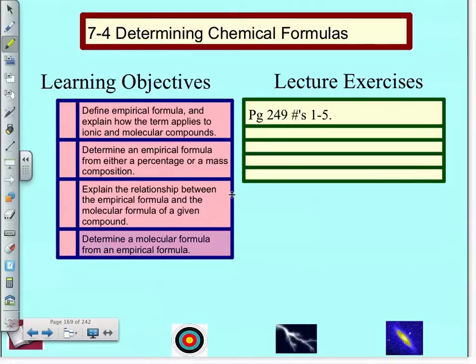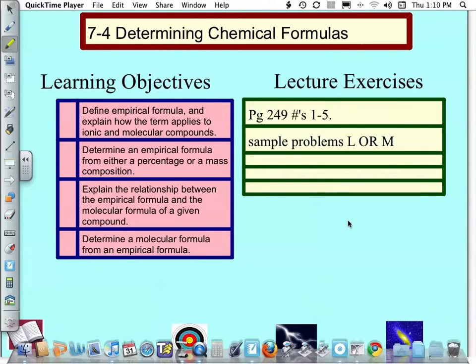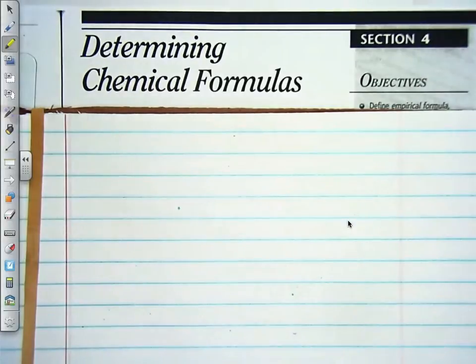Okay, we also have page 249, numbers 1 through 5, as well as, hold on, I need to write this down. We need to do sample problems L and sample problems M. You choose which one you want. Make sure you have a textbook, a piece of paper to write on, and 2 colors, one for sample problems and one for note-taking. And let's begin.